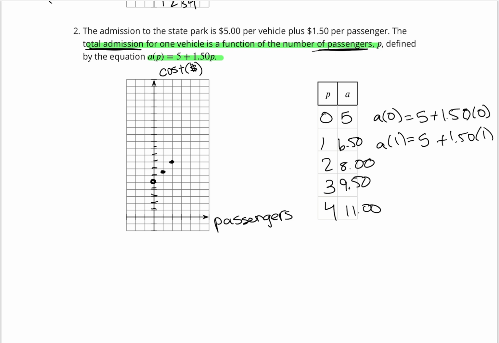Is that right? 1, 2, 3, 4, 5, 6, 7, 8. Yep. 1, 2, 3, 4. Okay, so $9.50 right here for 3 people, and then $11 for 4 people.